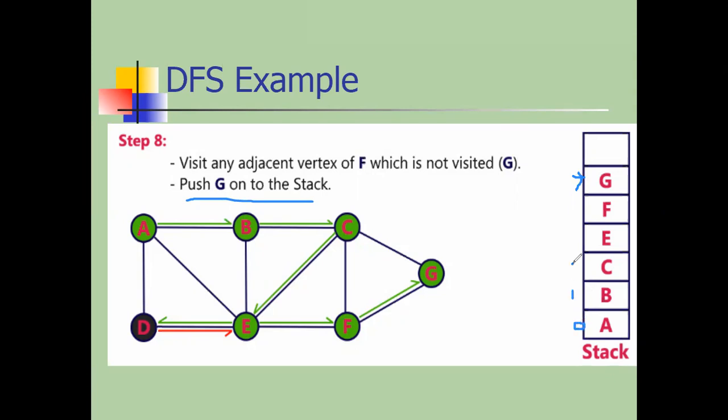This is 0, this is 1, this is 2, this is 3, this is 4 and this is 5. Okay, it is pointing to the fifth location, which means our stack top is here. Now our work is to remove or pop the element from the stack, because all the vertices are visited now.